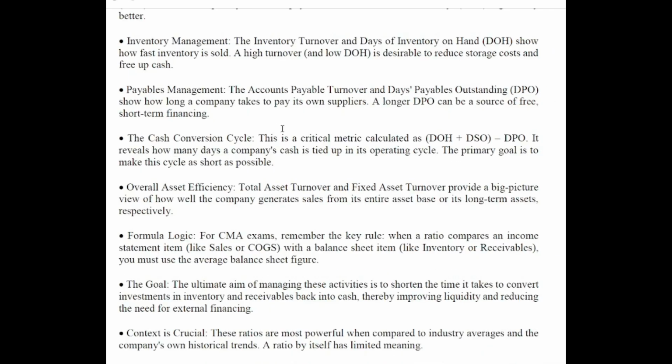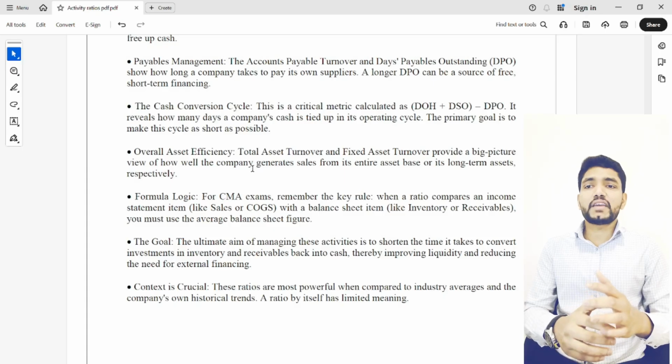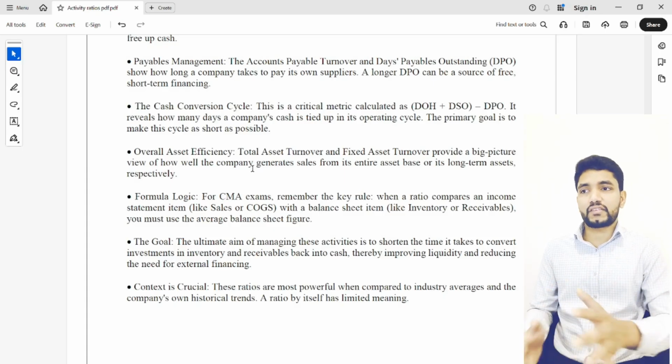The cash conversion cycle is a key metric to calculate how many days of operation should be financed without considering the payables. That means how many days of operation the company should finance by using external or equity funds. Also, it reveals how many days a company's cash is tied up in the operating cycle. For overall asset efficiency, the total asset turnover and fixed asset turnover provide a big picture of how the company generates sales by using its long-term and total assets.